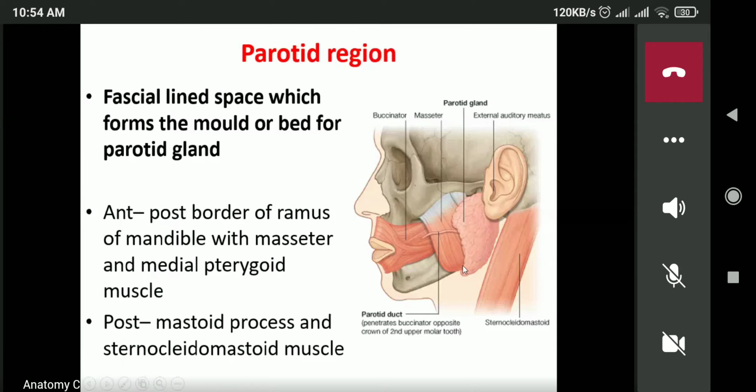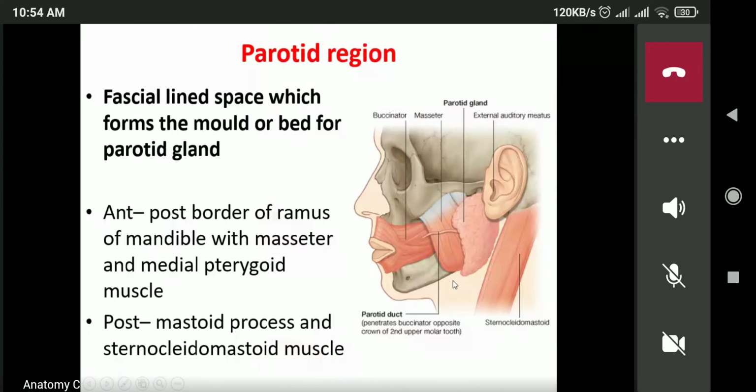the medial pterygoid on the medial aspect of the mandible. So this is the masseter muscle and the medial pterygoid muscle on the medial aspect of the mandible, or the inner aspect of the mandible towards the angle of the mandible. So this is the anterior boundary: the posterior border of the ramus of the mandible.